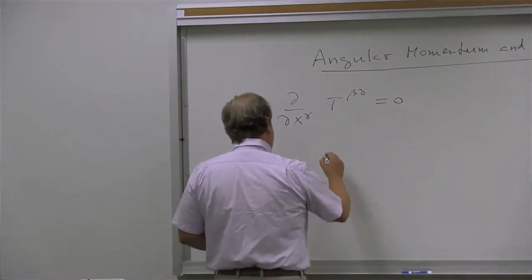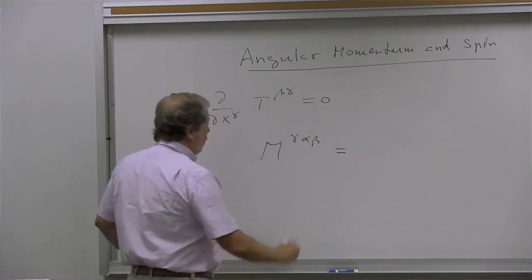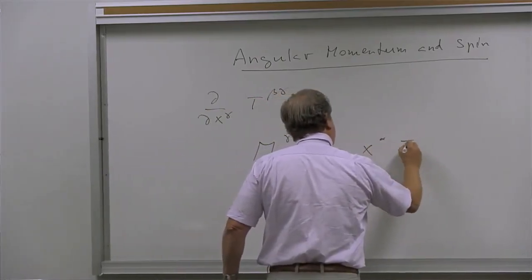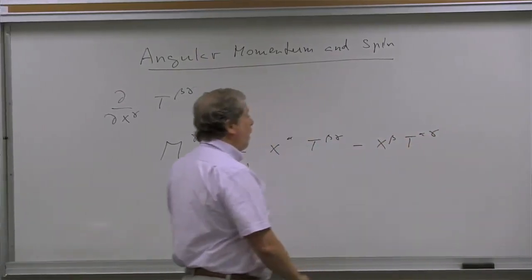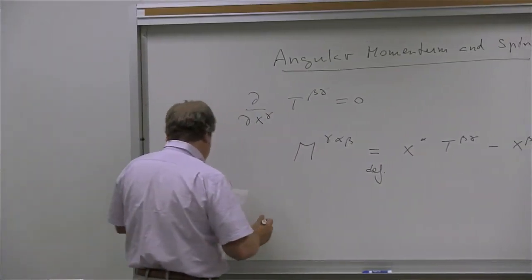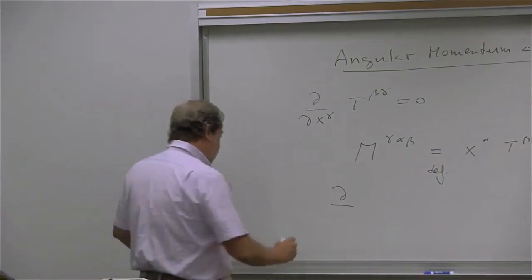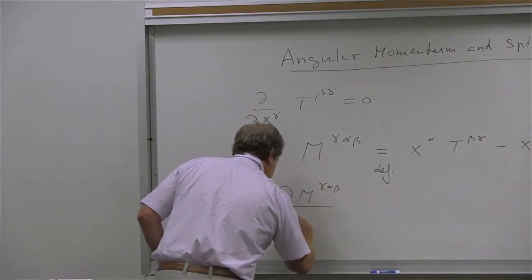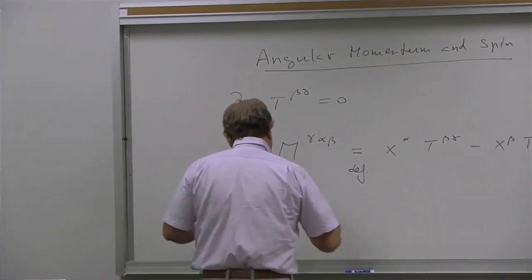And now we construct the following object. We construct M^{γαβ}, which is defined as x^α T^{βγ} minus x^β T^{αγ}. So we define an object in this way. And now what we do discover immediately is that if we take the derivative of this thing with respect to x^γ, so if we calculate ∂M^{γαβ} with respect to x^γ, then we get the following expression.